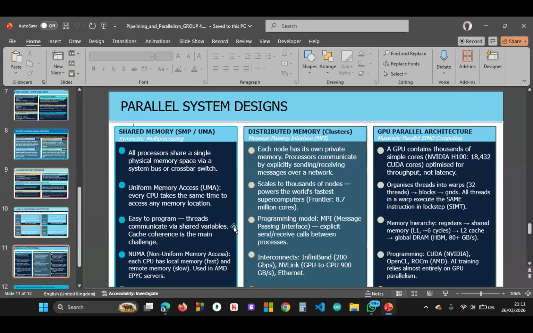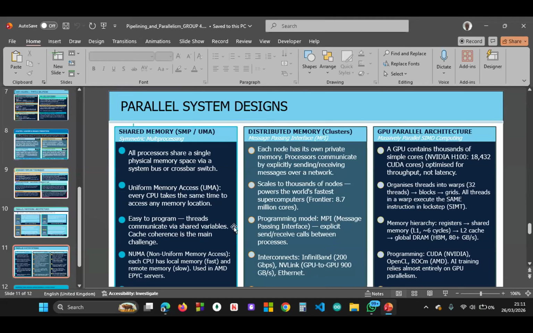Parallel system design. 1. Shared memory. All processors share a single physical memory space via a system bus or crossbar switch. 2. Distributed memory. Each node has its own private memory. Processors communicate by explicitly sending and receiving messages over a network.